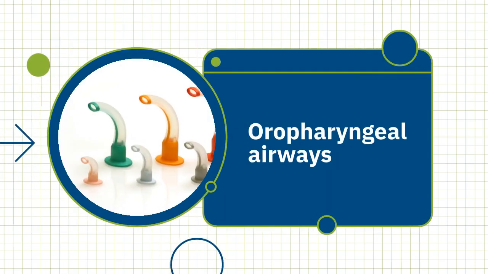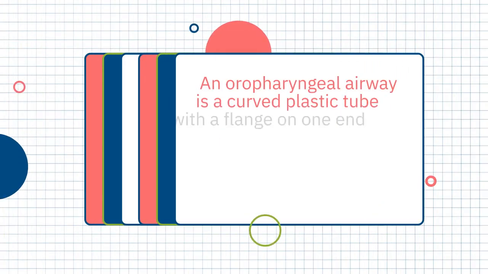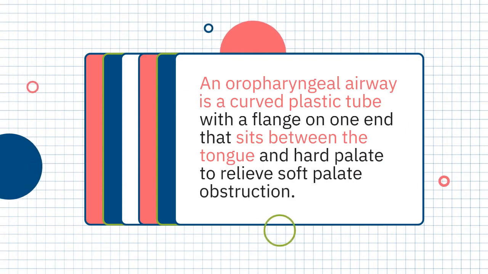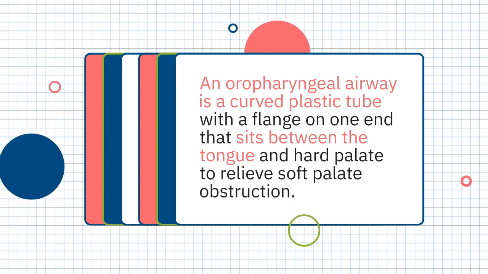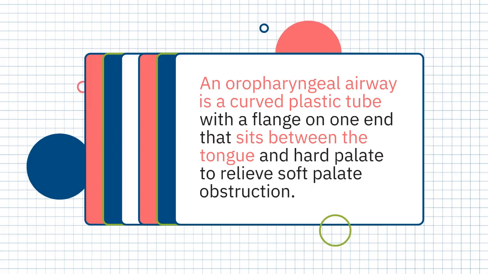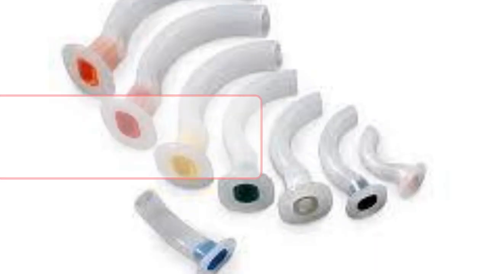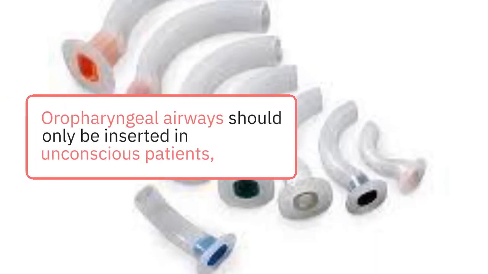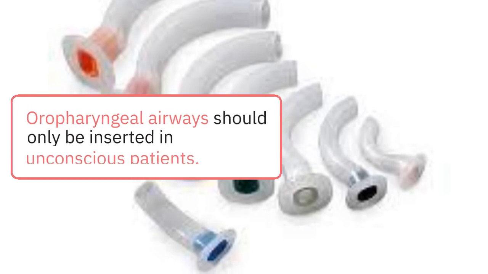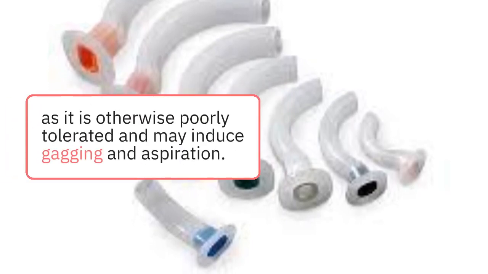Oropharyngeal Airways. An oropharyngeal airway is a curved plastic tube with a flange on one end that sits between the tongue and hard palate to relieve soft palate obstruction. Oropharyngeal airways are also known as Guedel airways. This name comes from the inventor of the device, Arthur Guedel, who was an American anaesthetist.